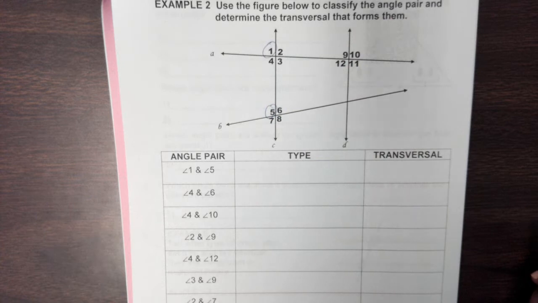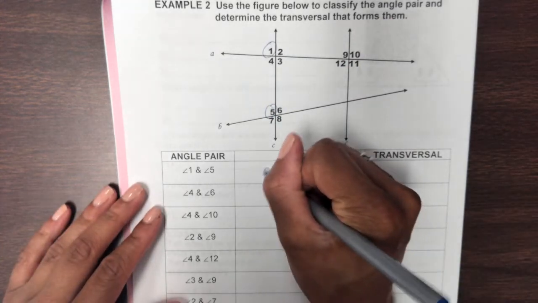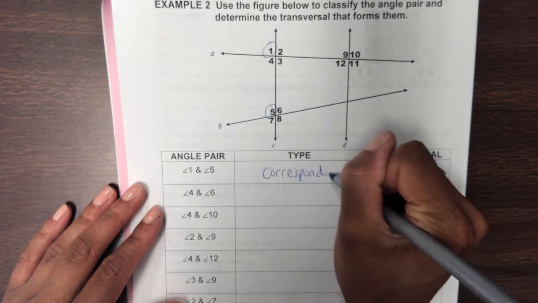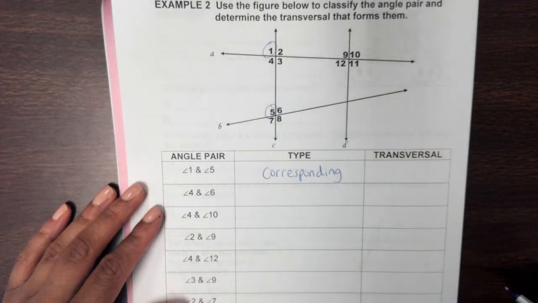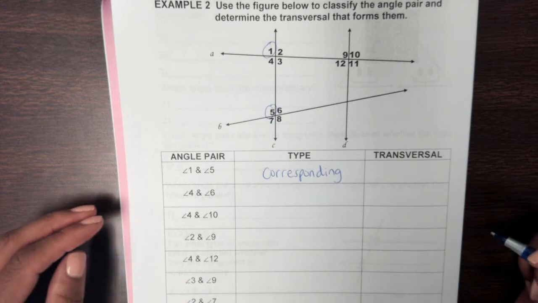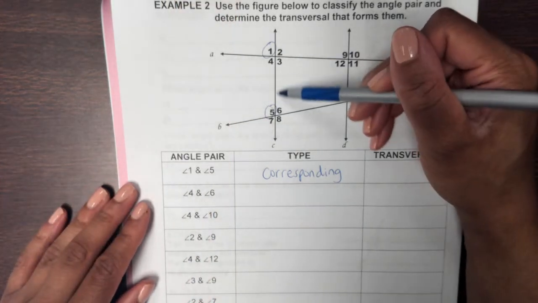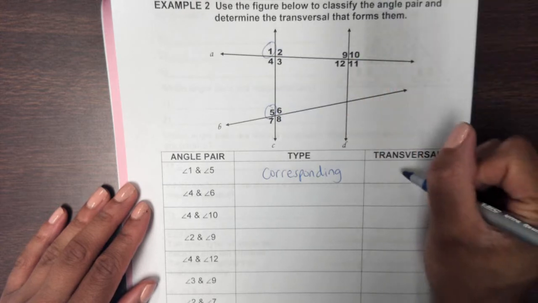These look fairly like corresponding. So we have corresponding angles. And there may be times I will abbreviate. Okay? And the transversal line, remember, is that line that cuts right in between those. The one that's right next to it is line C.